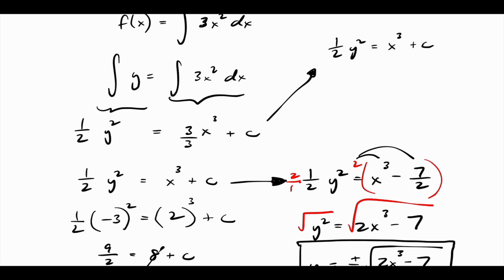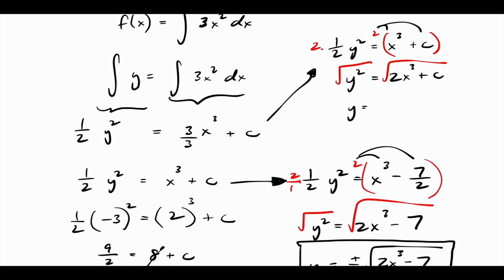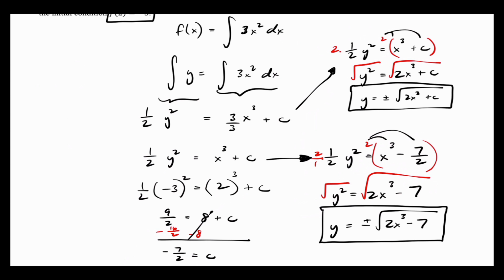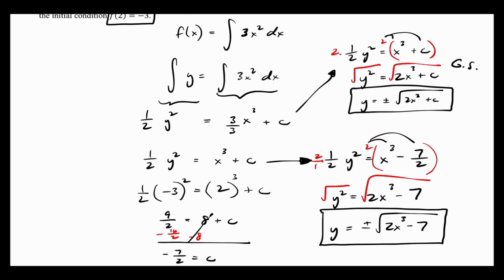We would do the same thing. You multiply both sides by 2. Here's the thing, though. You don't multiply c by 2 because c is just a constant. So it's just c. And then you take this guy here. So you would get y equals plus or minus the square root of 2x cubed plus c. So very similar to the general solution, particular solution.